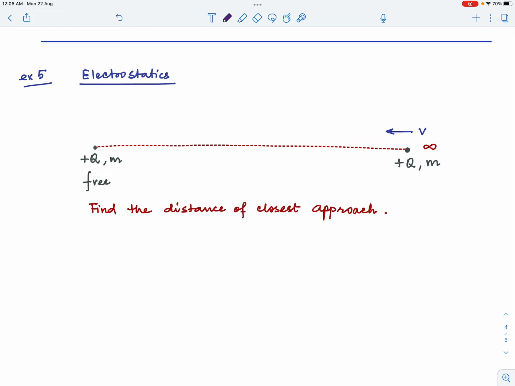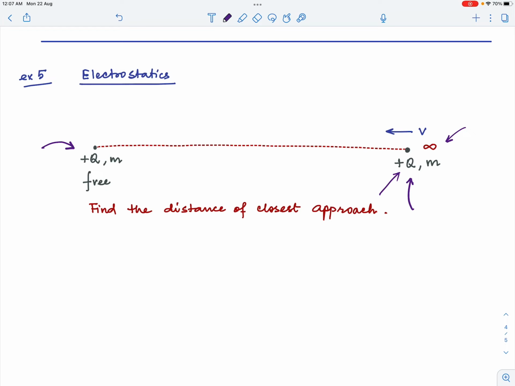The question says there is this mass, positive charge q with a mass m, which is placed at a point initially, but it is free to move, it is not tied with anything, it is not a fixed particle. And then there is another charge plus q with the same mass m, which is projected from infinity towards this charge. And we understand that as this plus q approaches the other plus q, there will be an electrostatic repulsion between the two, because both of them are positive.